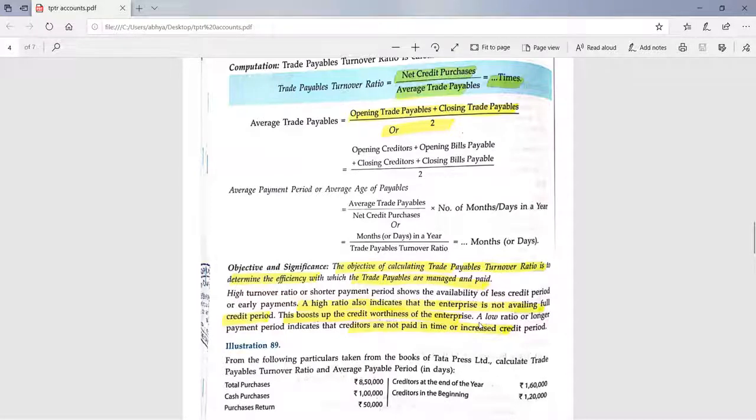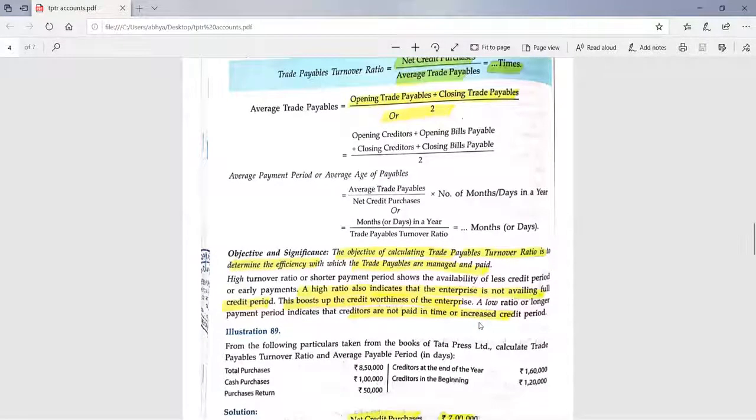So a high ratio also indicates that the enterprise is not availing the full credit period, which I have explained to you. The full credit period granted by our supplier is 90 days, but we are making payment after 20 days. It means we are not taking the benefit of the remaining 70 days. So if a higher ratio is there, it means the enterprise is not availing the full credit period.